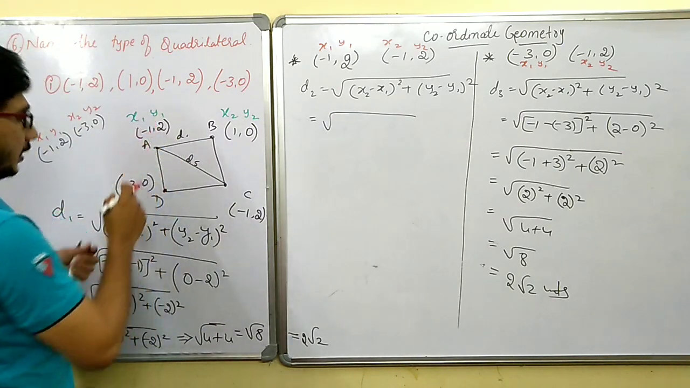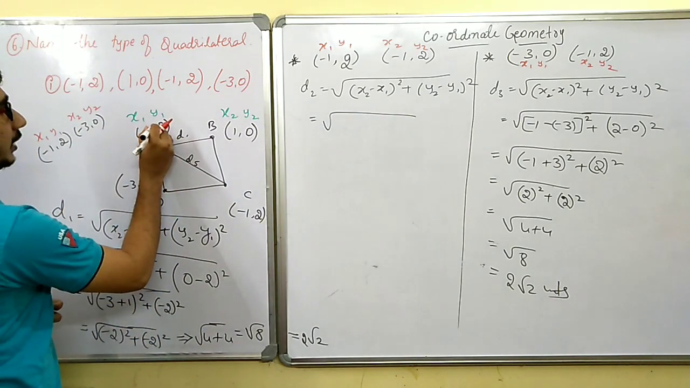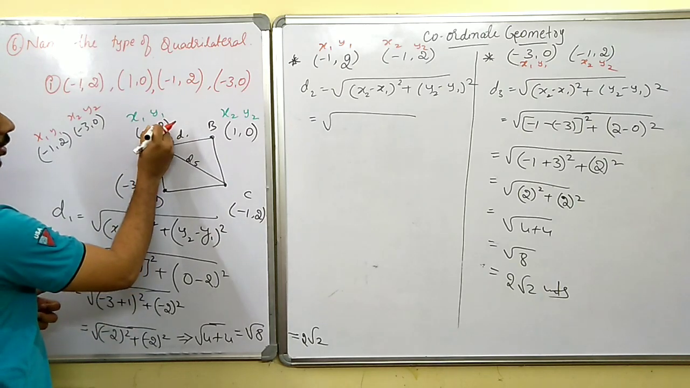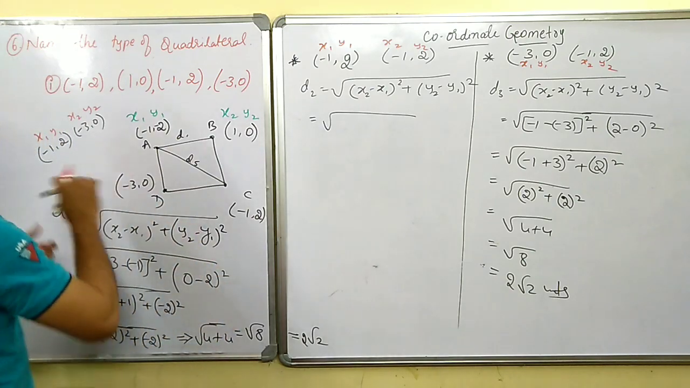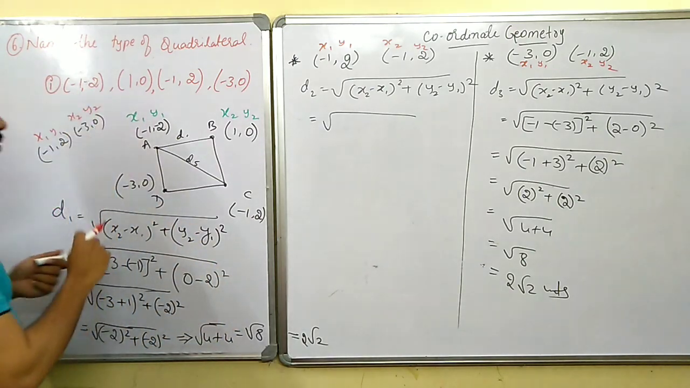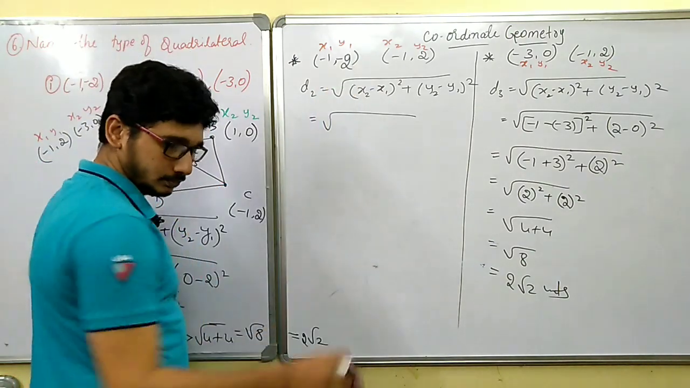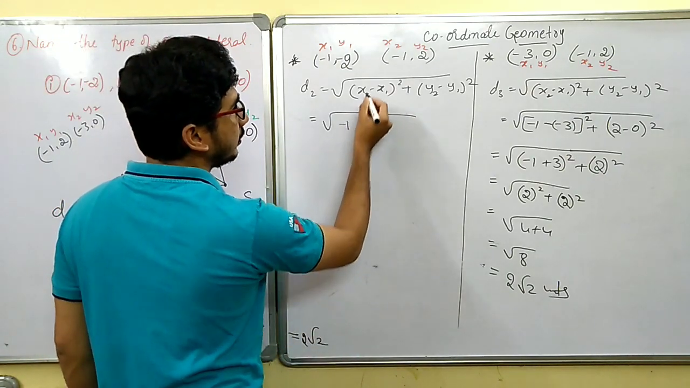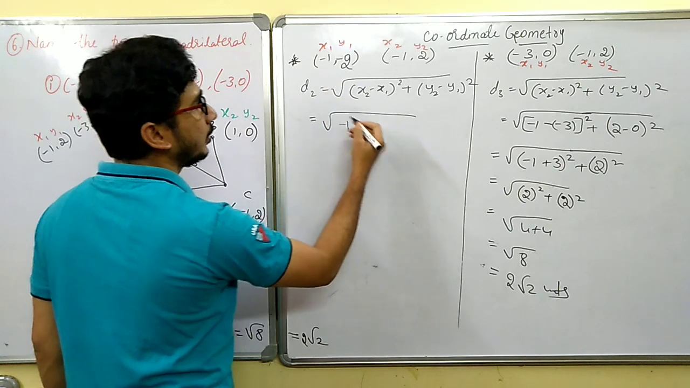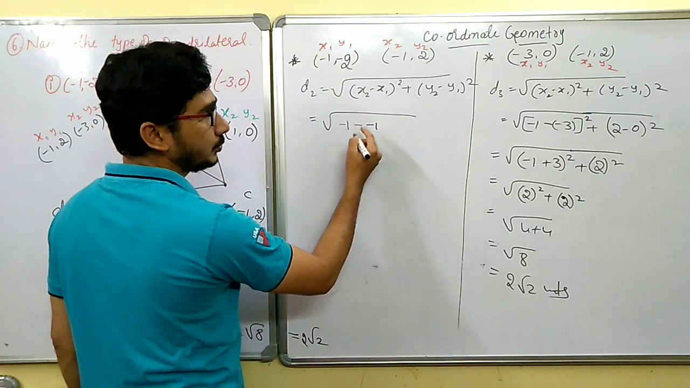It is not plus, it is minus. Okay, remember this is minus. When we solve, whether it is positive or negative, we are getting 2 root 2 only. So let me change it here. It is minus. Let me write x2, how much? Minus 1. This is minus. x1, how much? Minus 1. See, same two signs are there.